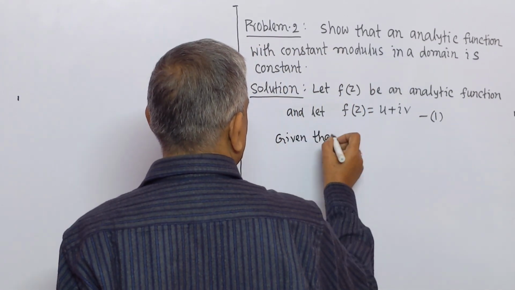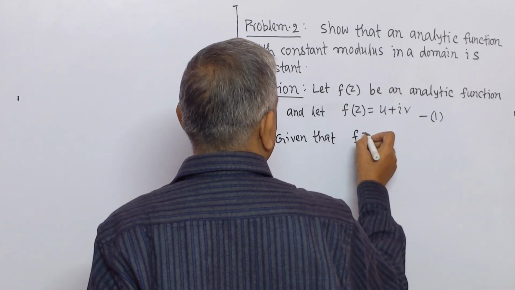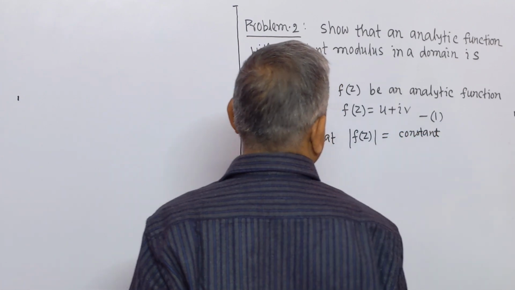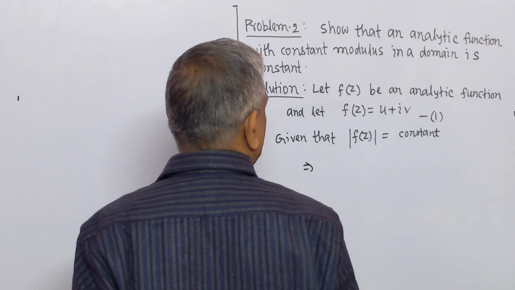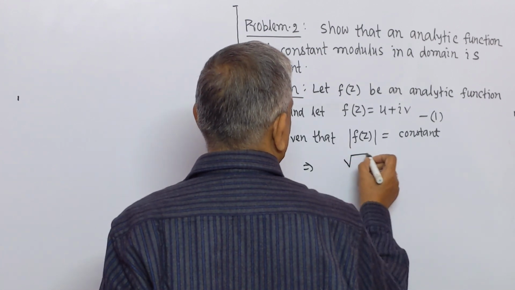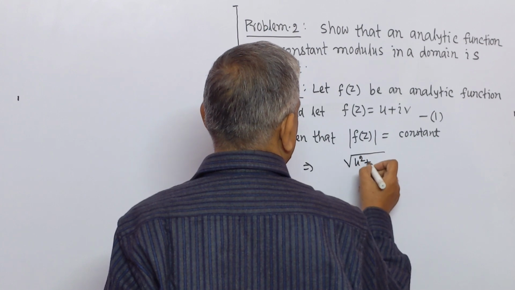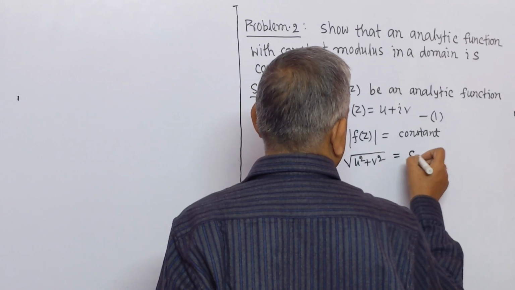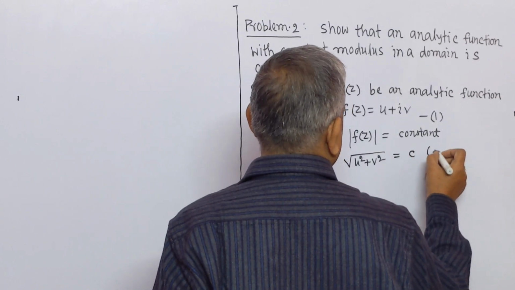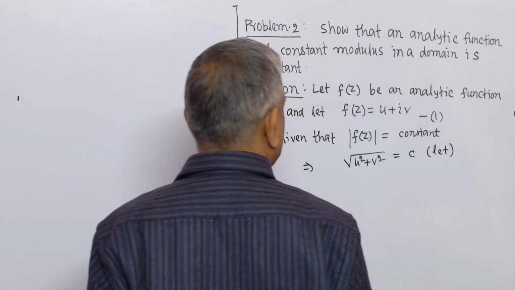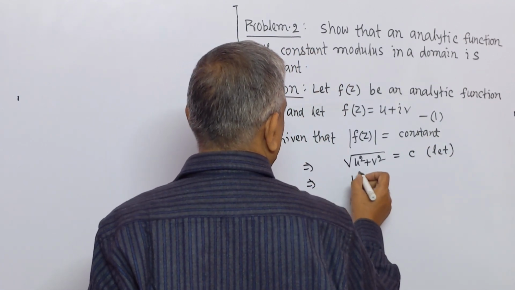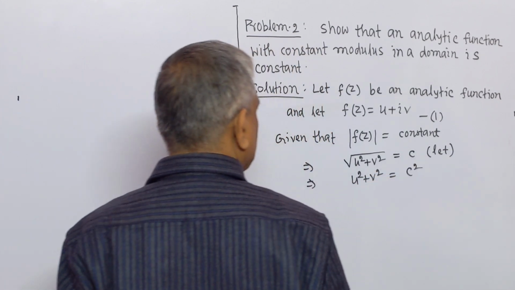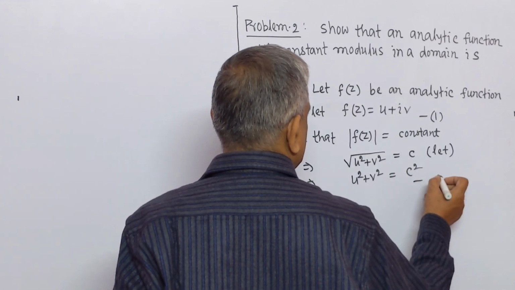Given that the modulus of f(z) is constant, this implies that the modulus of f(z), meaning the square root of u squared plus v squared, equals c. Let c be a constant, this implies that u squared plus v squared equals c squared, squaring both sides. This is number 2.